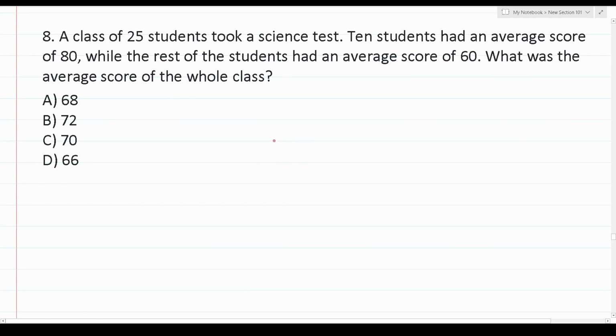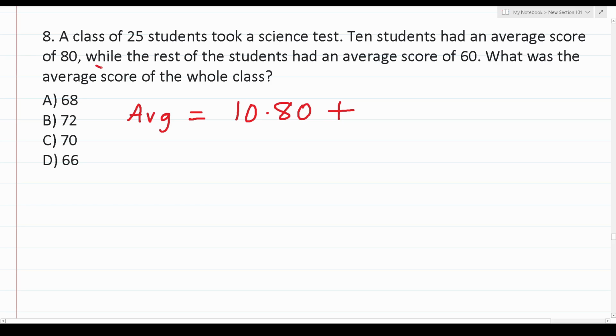Number 8 says a class of 25 students took a science test. 10 students had an average score of 80, while the rest of the students had an average score of 60. What was the average of the whole class? All right, so to find the average of the whole class, here's what we're going to do. We're going to take those 10 students who scored an 80. We're going to multiply that together, 10 times 80. And to that, we're going to add the number of students who got a 60.